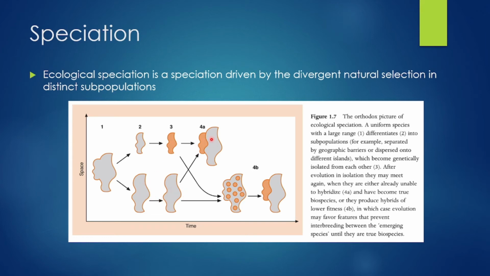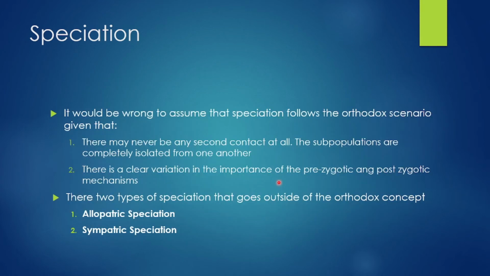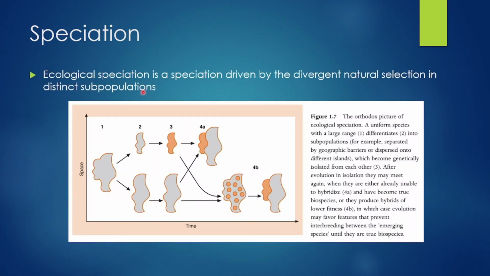species here. And there are cases where, when two subpopulations combine, some form of reproductive isolation forms. So they are not necessarily a cohesive population altogether. There are hybrids with lower fitness. And again, despite there being hybrids among the entire population, it will eventually be separated into two because they cannot reproduce with one another. So it would be wrong to assume that speciation follows the orthodox scenario given. So this is the orthodox scenario.